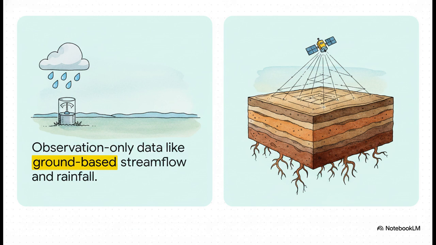And Scenario 2 proved far superior because it provided this much richer, holistic spatial map for the AI to learn from, which drastically improved the model's accuracy.